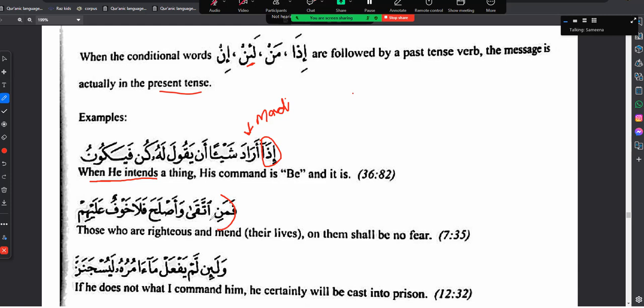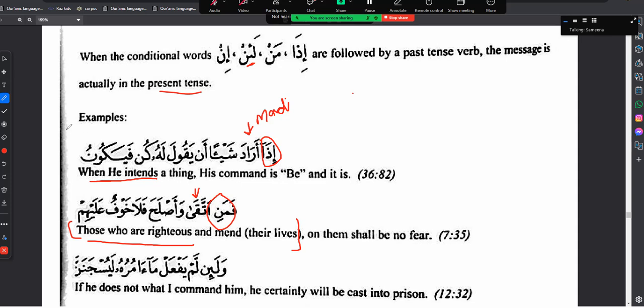Man is the conditional article. And then we have ittaqa, which is fi'l madi, but the meaning is in the mudari. Those who are righteous, okay? Ittaqa. So those who are righteous and mend their lives, this is the shart part. On them shall be no fear. That is Jawab shart.